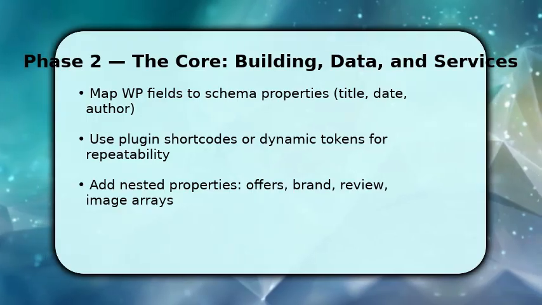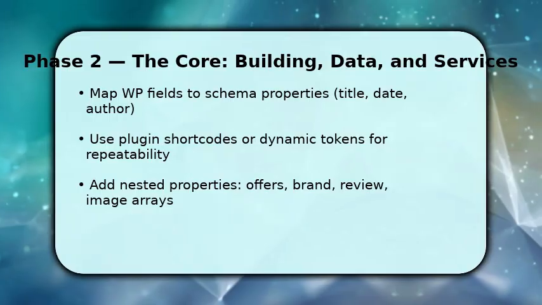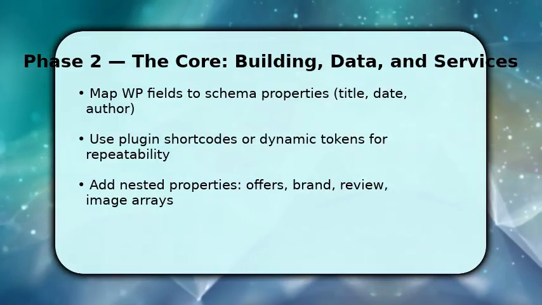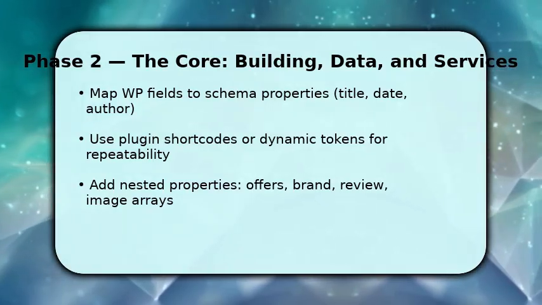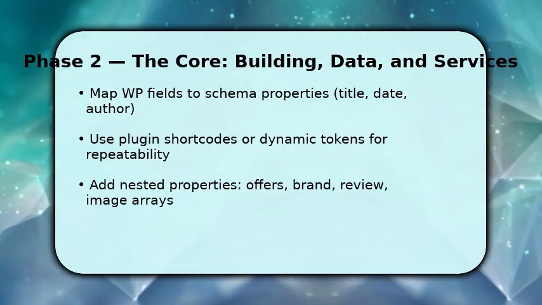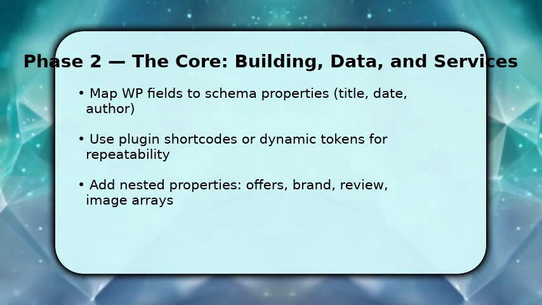Then add nested items like offers, brand, and reviews for product or local business types. Once configured, preview the generated JSON LD inside the plugin. Make adjustments for arrays and image size. If you use custom fields, include them now so structured data reflects all useful content.